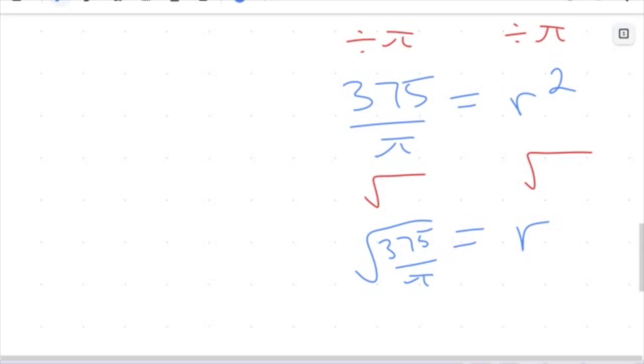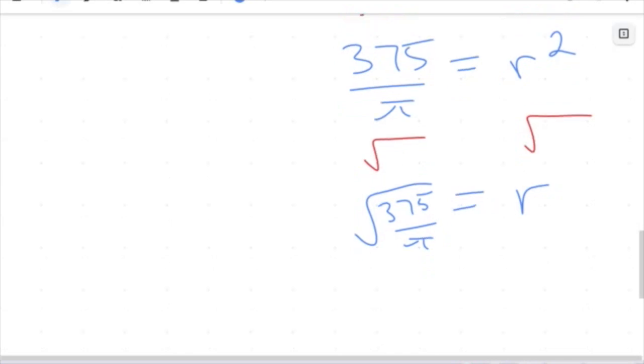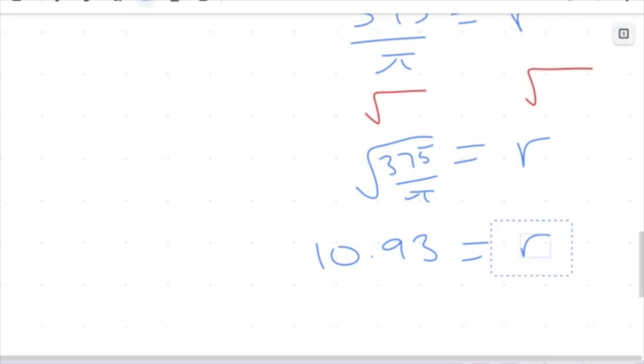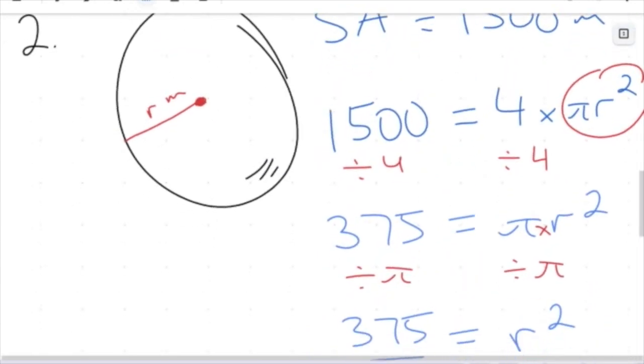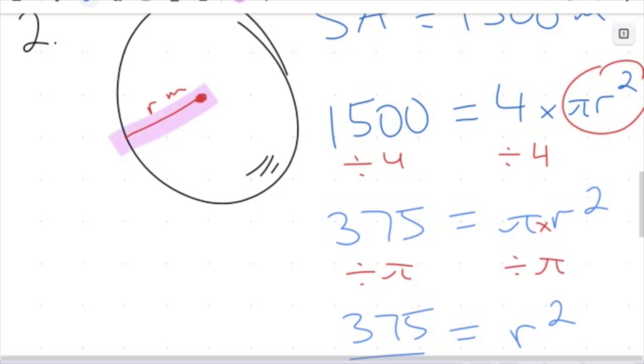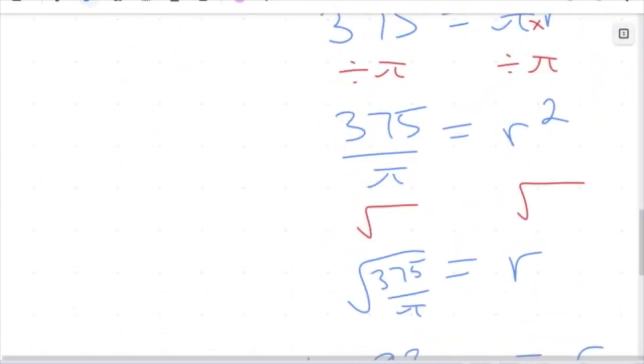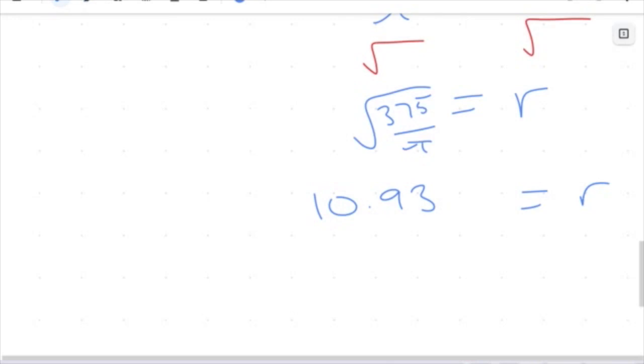So when I put this into my calculator, 375 divided by pi and the square root of that, that is going to give me, for my radius, let's do it to 2 decimal places, 10.93 here. And remember, the radius here measures a length. So the surface area is going to be in meters squared, but this is just some kind of length, which is going to be in meters. So when we get to our final answer, we're going to do 10.93 meters, correct to 2 decimal places.